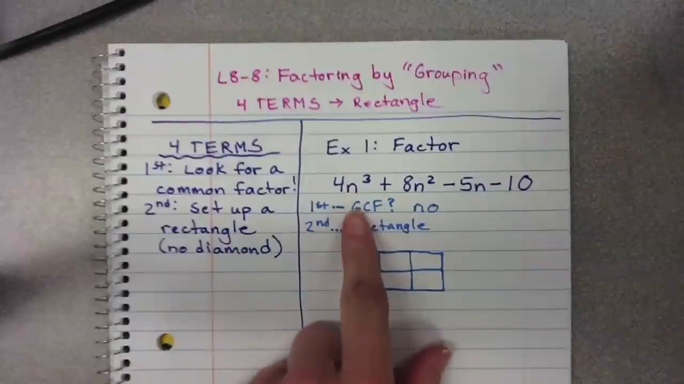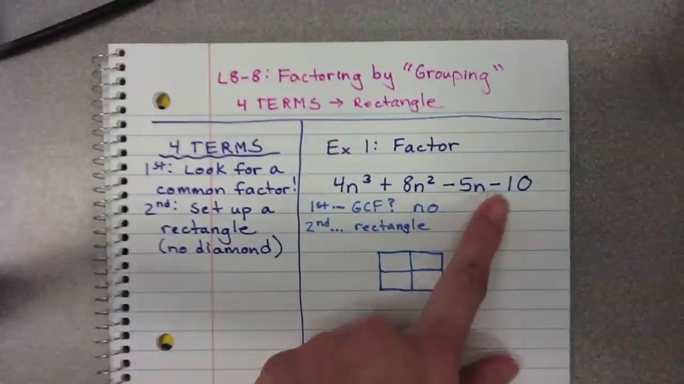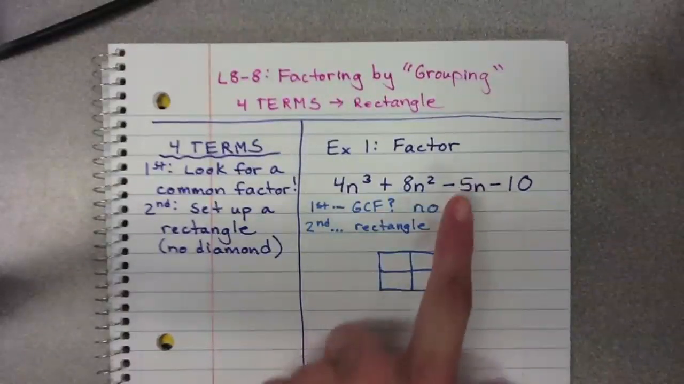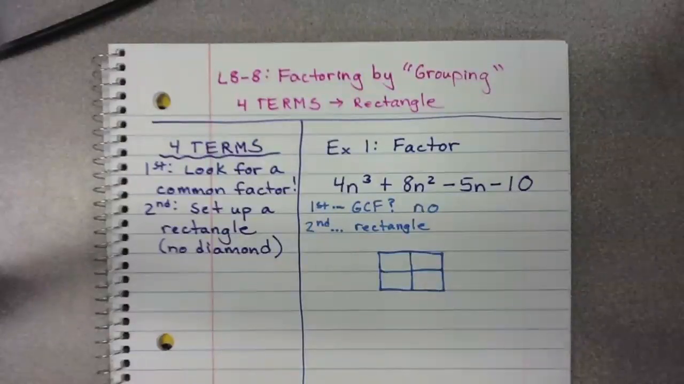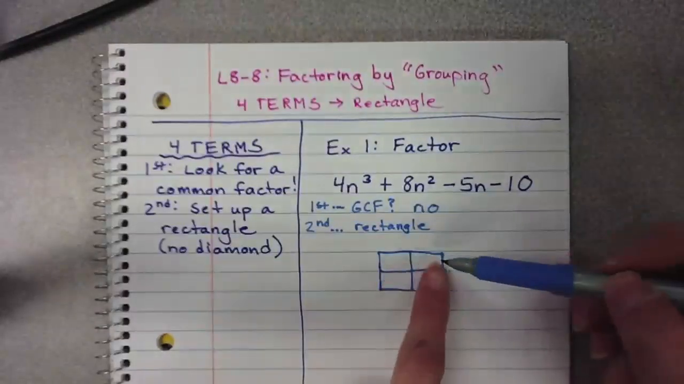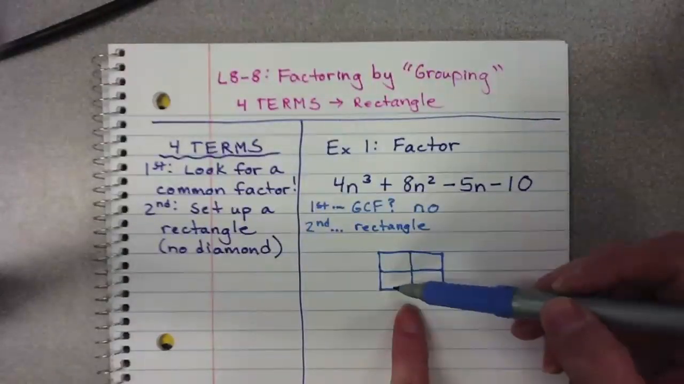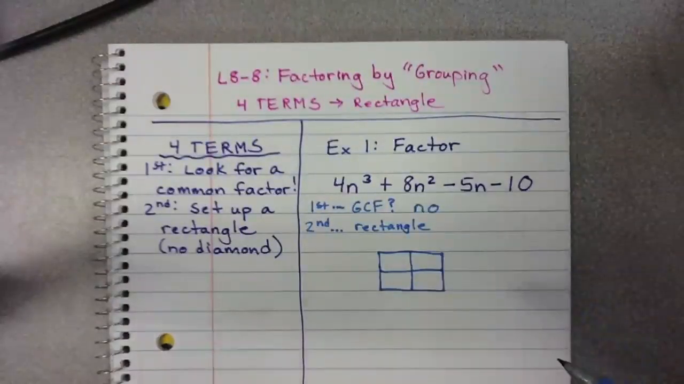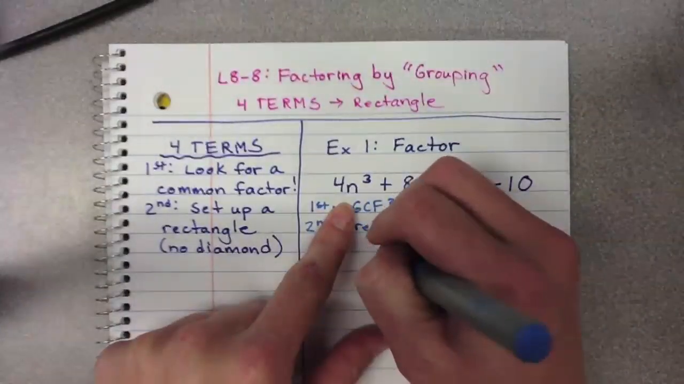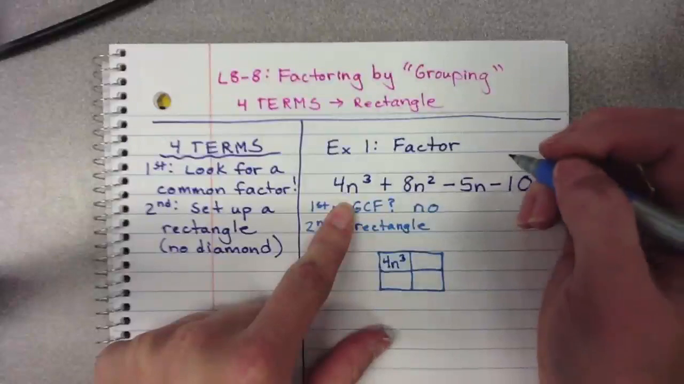Notice this is already in standard form. Does everyone see that? It needs to be in standard form, and you want to put it into the rectangle in standard form, left to right, just like you read a book, and down. So left, right, and then next row, left, right. Okay, you just follow that order, like you would be reading a book. So 4n cubed goes in the first box.